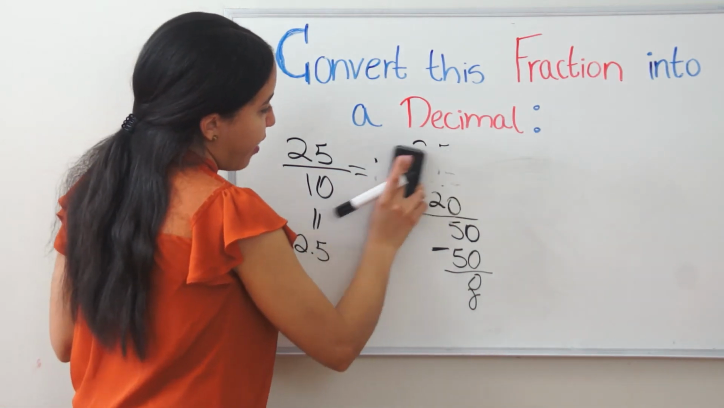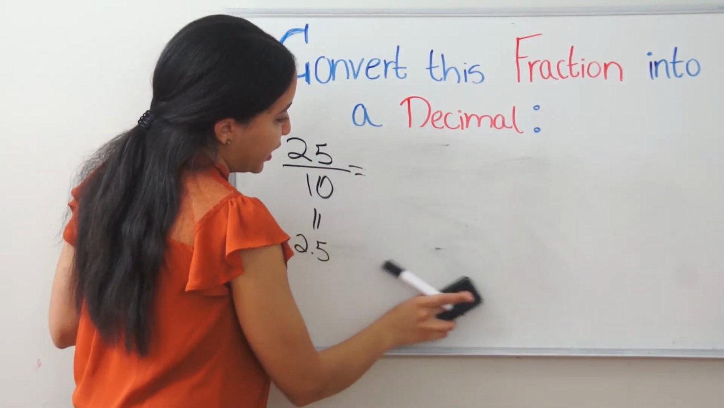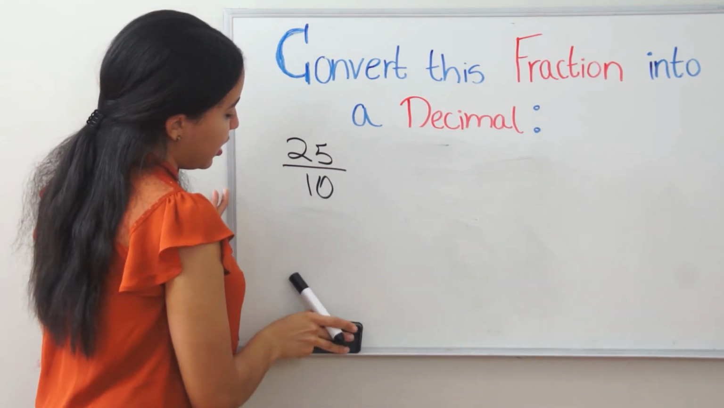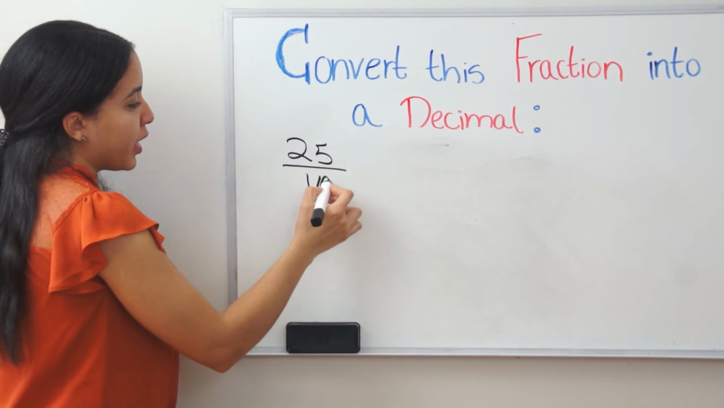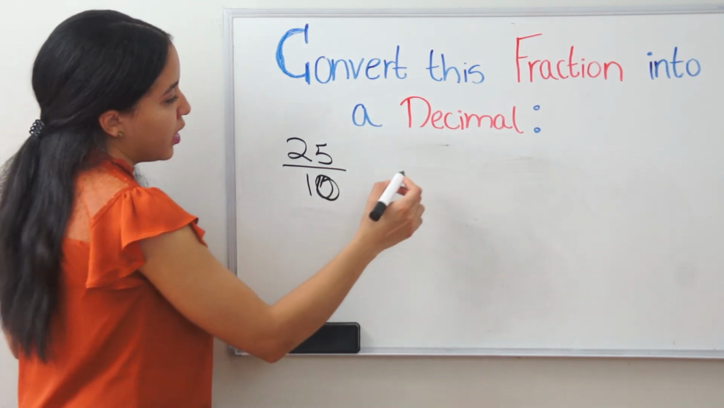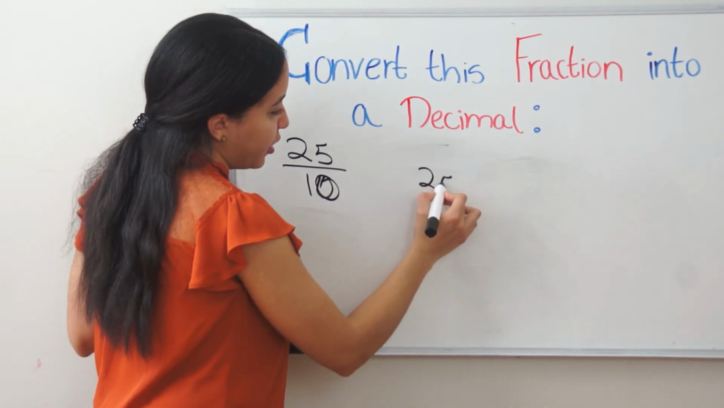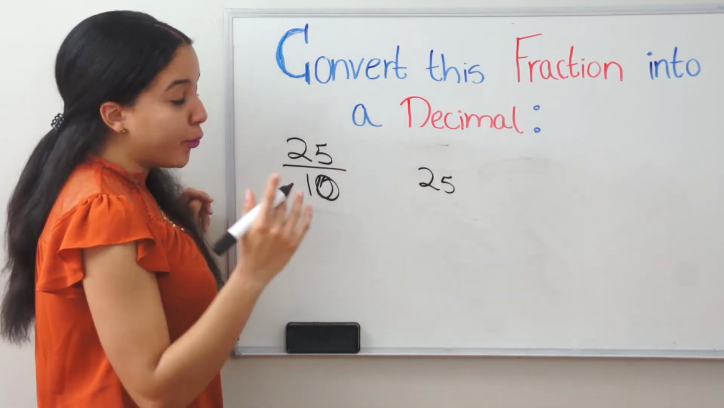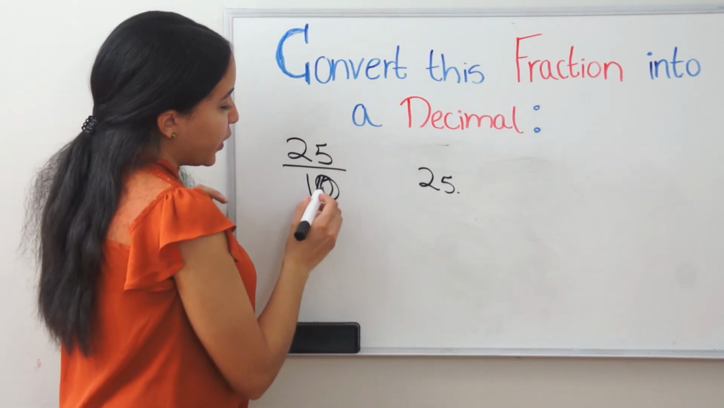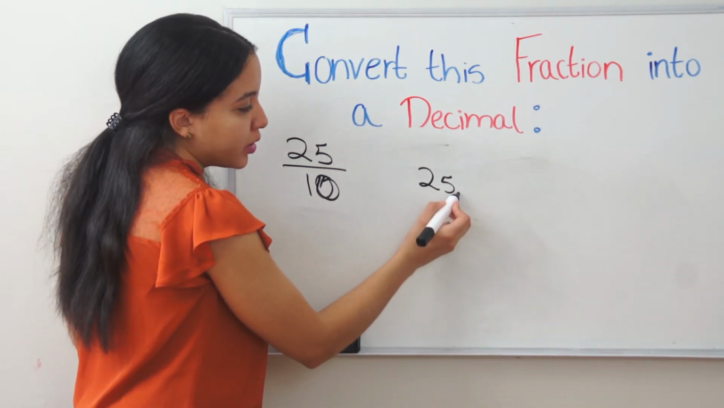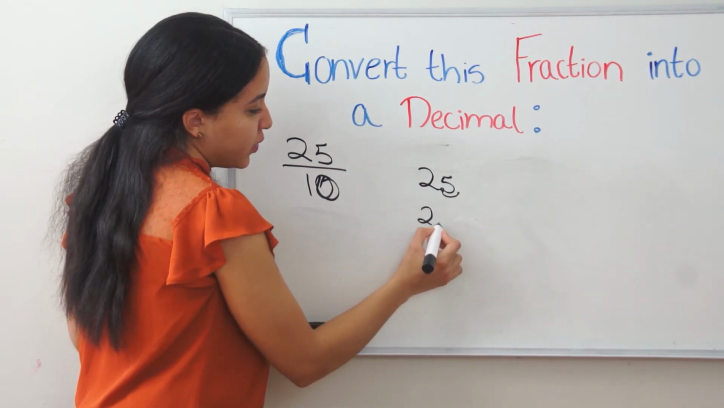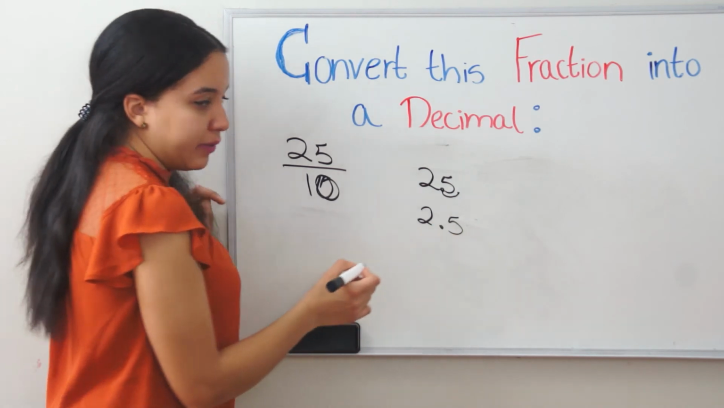Another way to do it, which is easier, is we count how many zeros we have over here. So we have just 1 zero. So we put the 25 over here and we imagine that we have a point at the end. Because we have 1 zero, we move the point one time. In that case, we will get 2.5.